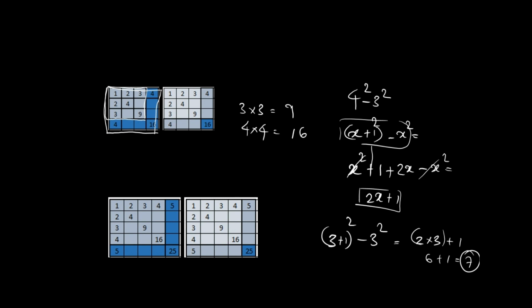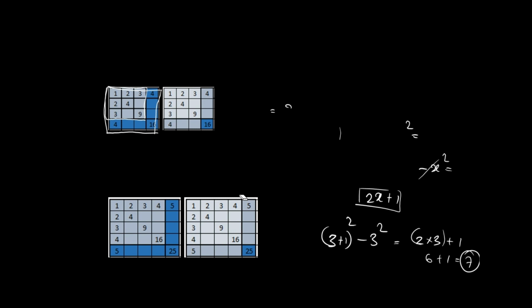So this will continue no matter how big the number is. If you add 1 and square it and subtract the previous number's square, you always get 2 times that number plus 1. So if you try to understand the same thing graphically, let me erase this.